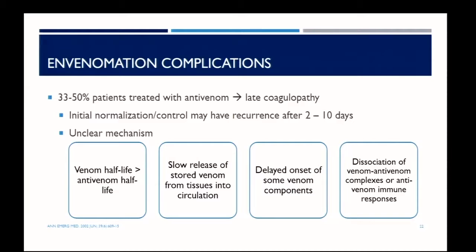Some of the proposed mechanisms include that the venom half-life is actually longer than the anti-venom half-life, that there's a slow release of stored venom from tissues into the circulation. There might be a delayed onset of some of the venom components, and even dissociation of venom anti-venom complexes or anti-venom immune responses can occur.